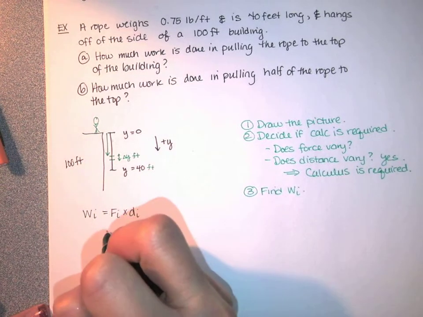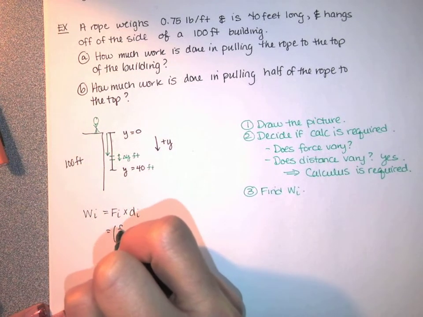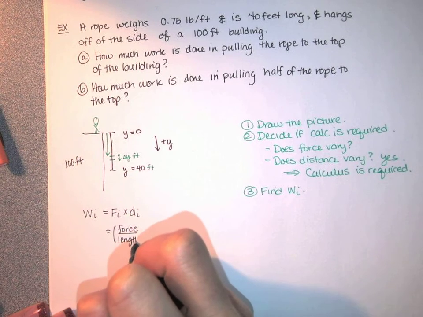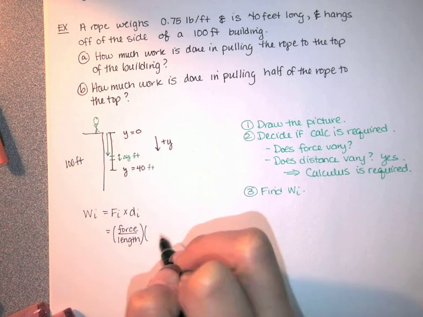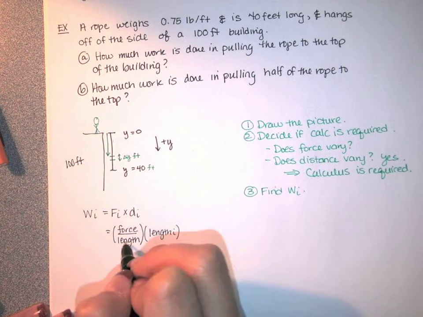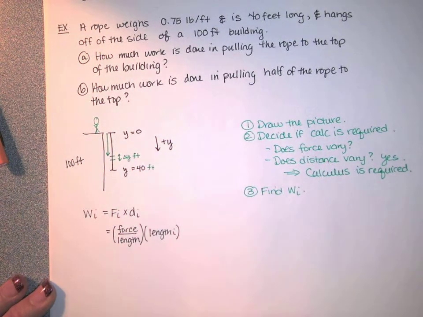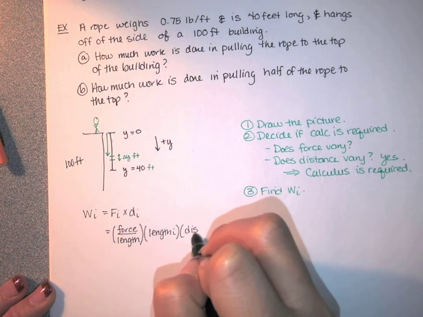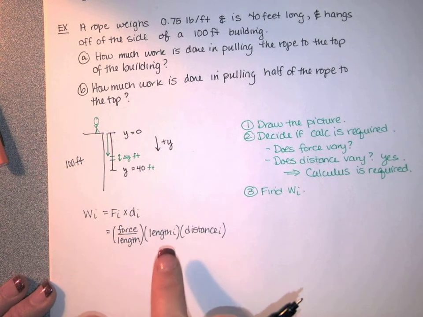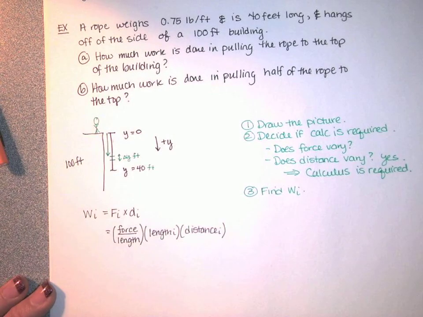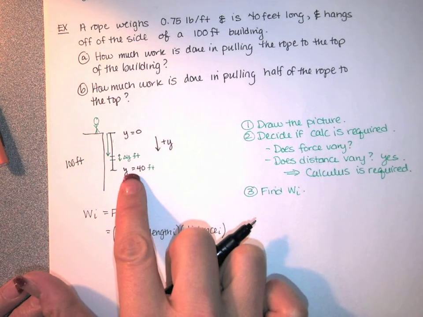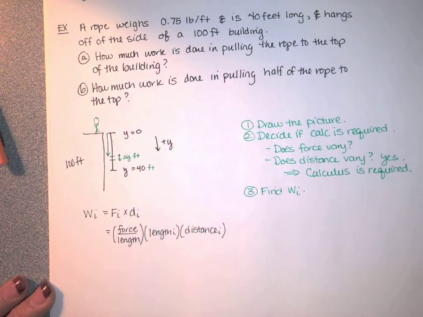So this force can be split up into force per unit length, which happened to be given to us this time. But I have to multiply by the length of that piece to get the force acting on that one little piece. And then I want to think about the distance that piece travels through. These little i's say I'm talking about a piece. I'm not talking about the whole thing, but a piece of it. Don't put 40 feet here for the length. We just want the length of the piece.